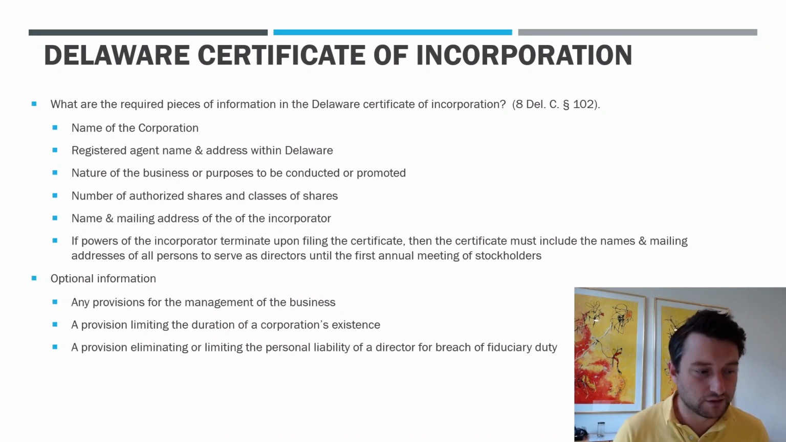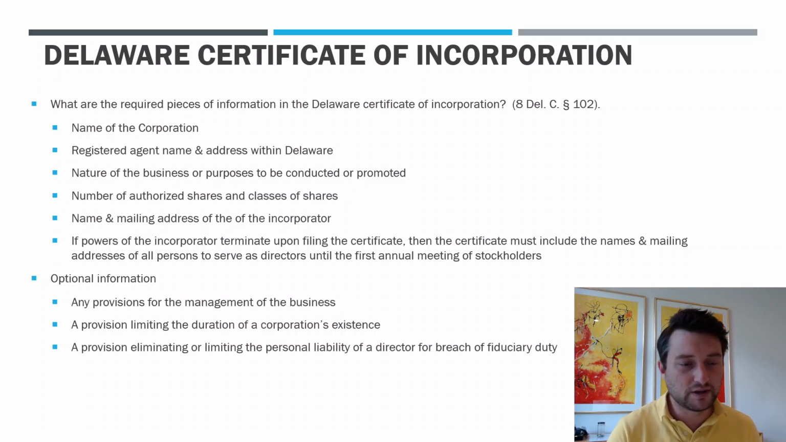Now, what is some optional information? Well, optional information, and this is also included within the title there in Section 102, we have provisions for the management of the business. So most corporations are governed by their bylaws, but if you want to include certain management provisions directly in the certificate of incorporation, you can do that. There can be provisions added for limiting the duration of the company's existence. So corporations by default generally have a perpetual existence unless you specify otherwise. So normally when you form a corporation, if the directors die, if the shareholders die, the company lives on, right? It has its own existence.